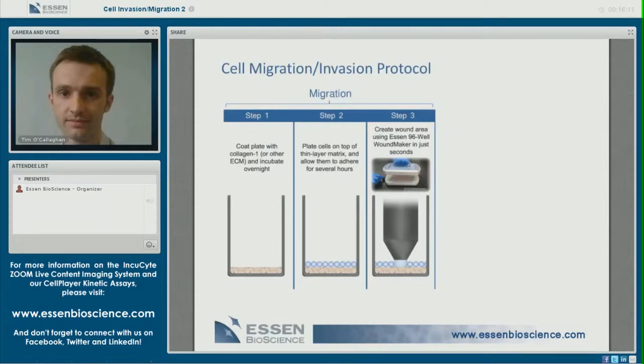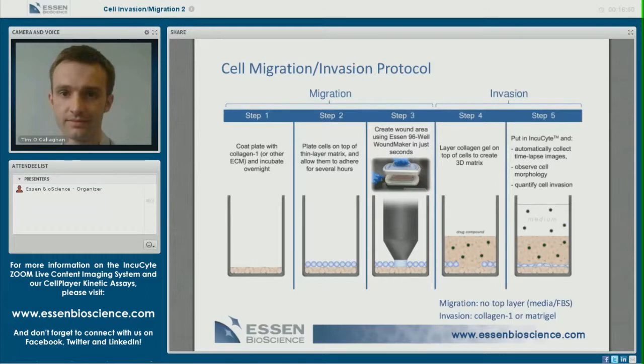The cell migration protocol can be performed either with uncoated wells or wells coated with a thin layer of extracellular matrix. Cells are then seeded on top of this substrate, and once they've grown to confluence, the 96-well wound-making tool can be used to create wounds in each well of the plate. After wounding, media containing treatment is overlaid on the wounded monolayer, and the plate is simply placed within InvasionMigration Zoom and images are acquired.